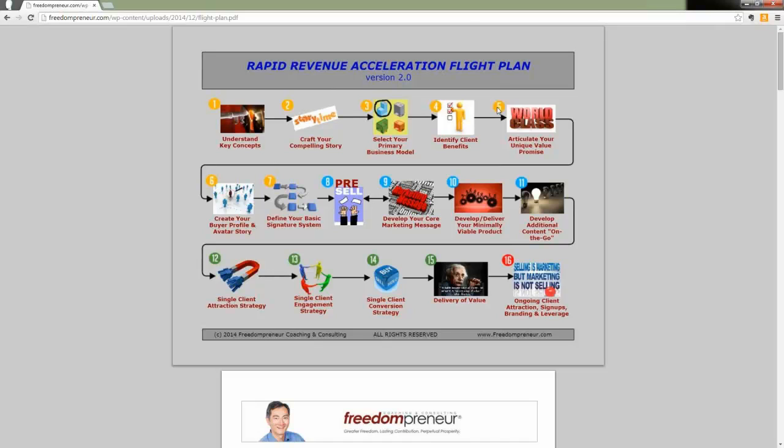This leads us to step 5, which is to articulate your unique value promise. In other words, what are the specific results, improvements, outcomes, and experiences that you produce for people? For me, my unique value is greater freedom, lasting contribution, and an expanded experience of what prosperity really means, which I call perpetual prosperity.